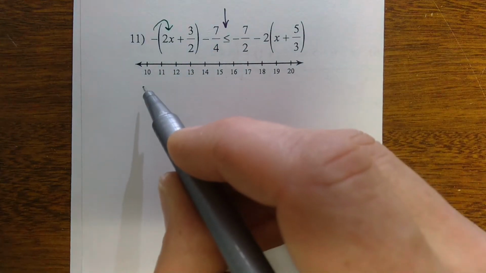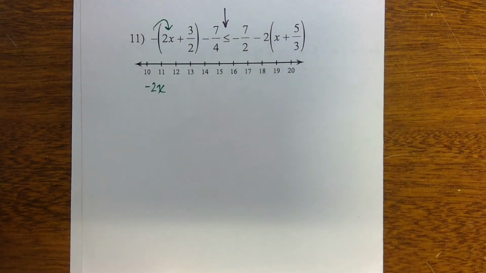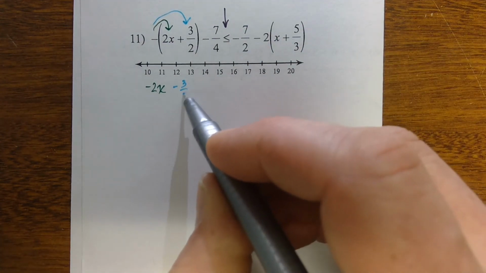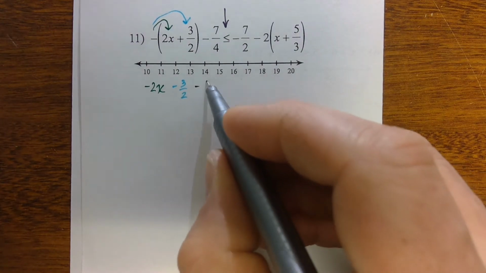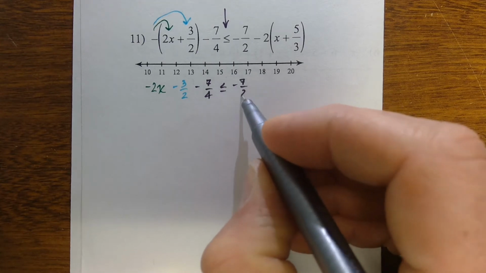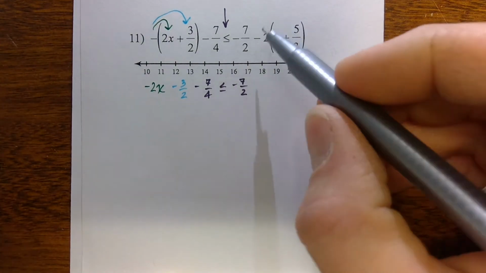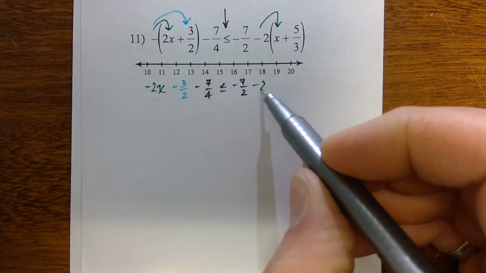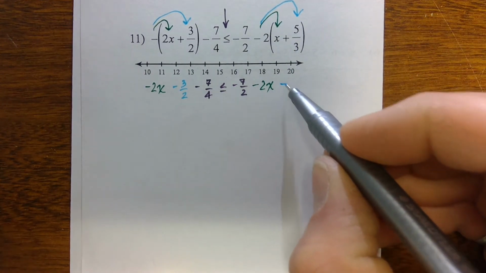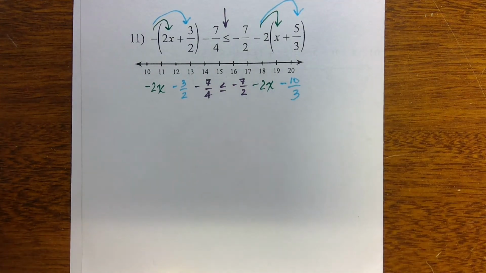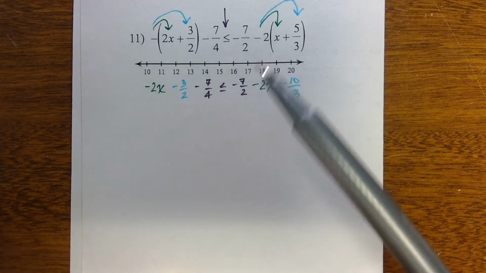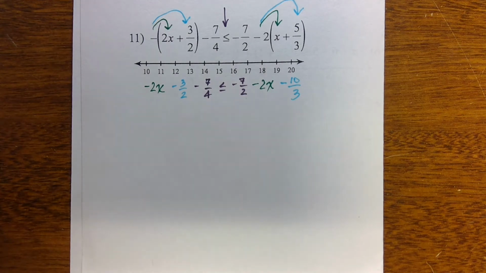-1 times 2x is -2x. -1 times 3/2 is -3/2. Of course, I still have -7/4 less than or equal to -7/2. -2 times x is -2x. And -2 times 5/3 is -10/3.